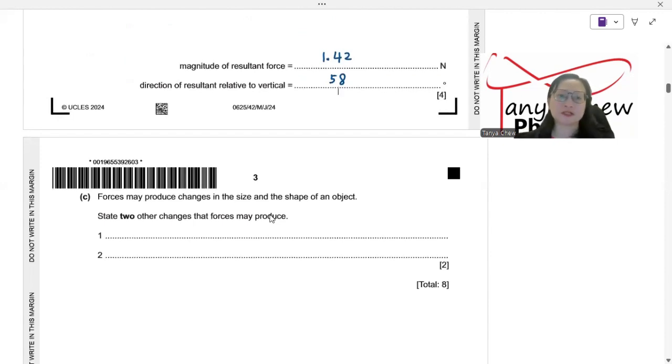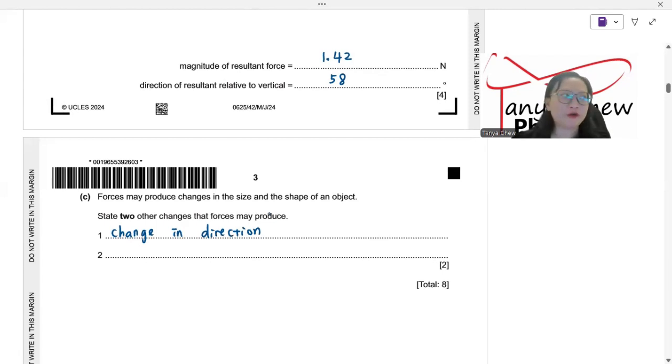Now see, forces may produce changes in the size and the shape of an object. State two other changes that forces may produce. What are the two changes? Maybe force can change your direction. You are moving forward. Let's say the ball is being kicked forward and somebody, your friend, may be kicking the ball horizontally. So it could change the direction of the ball. Kicking is a force, right? So I will say could cause the change in direction.